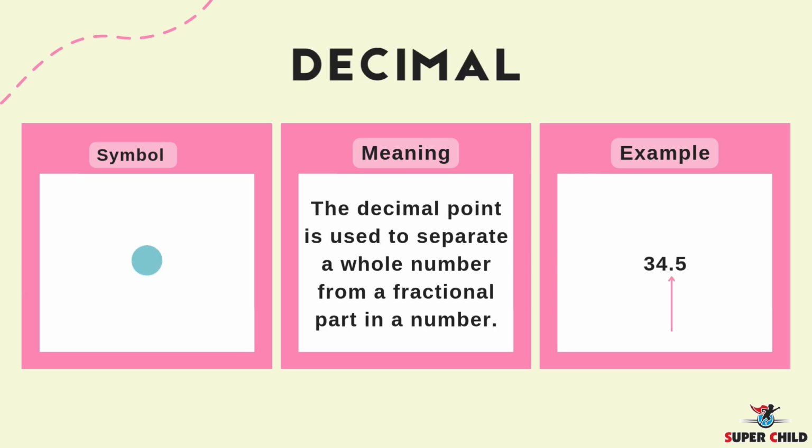Next we'll see is decimal. The decimal point is used to separate a whole number from a fractional part in a number. For example, 34.5. So this point is called decimal.